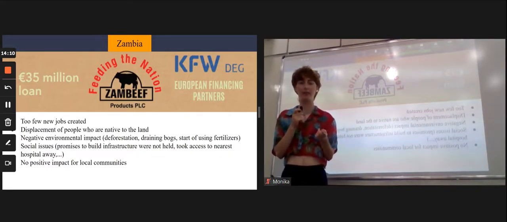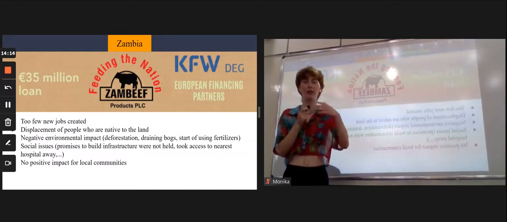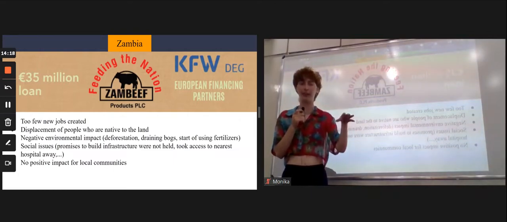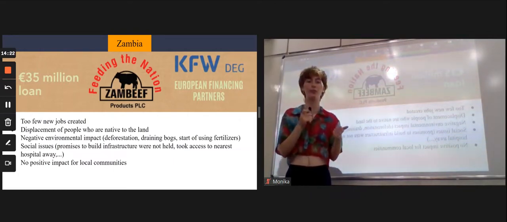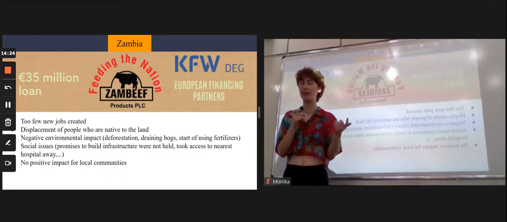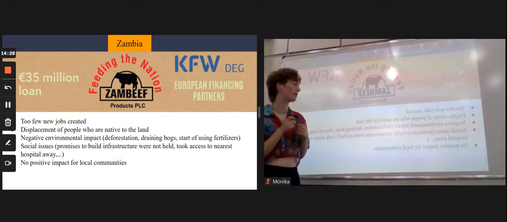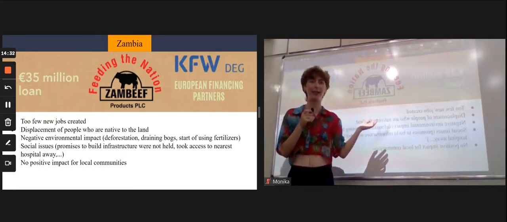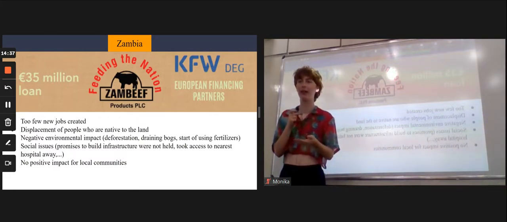And all their promises didn't get fulfilled. When the farm was built, the company also promised the community there to improve their infrastructure, to build schools, but all of this never happened. So at the end, this huge amount of money didn't actually reach the local community there.